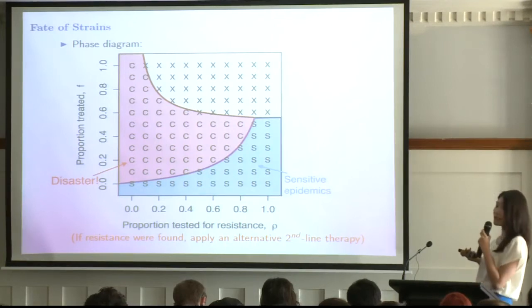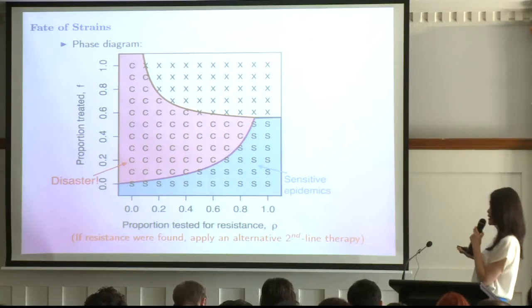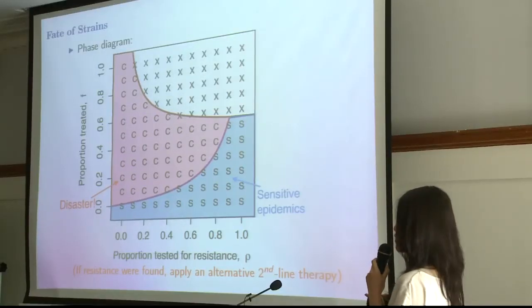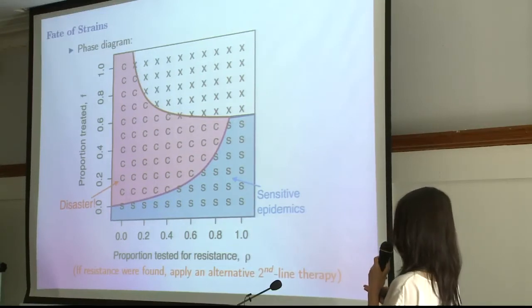And remember that question we asked at the beginning of this talk, can we get reversion back to sensitivity at the population level? The answer is probably no here in this red region. And this would be the disaster situation for antibiotic resistance control.